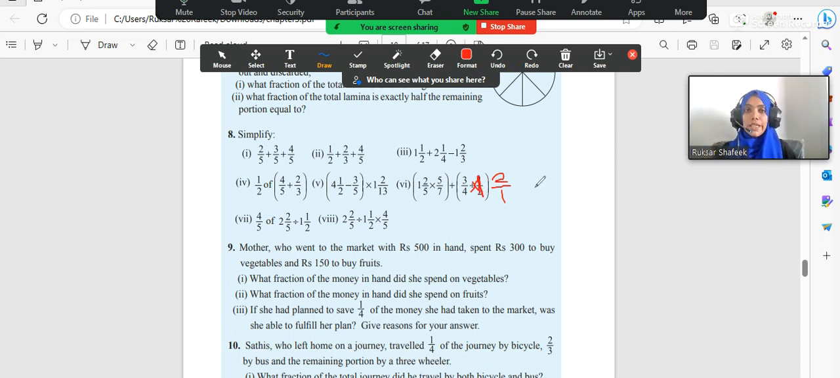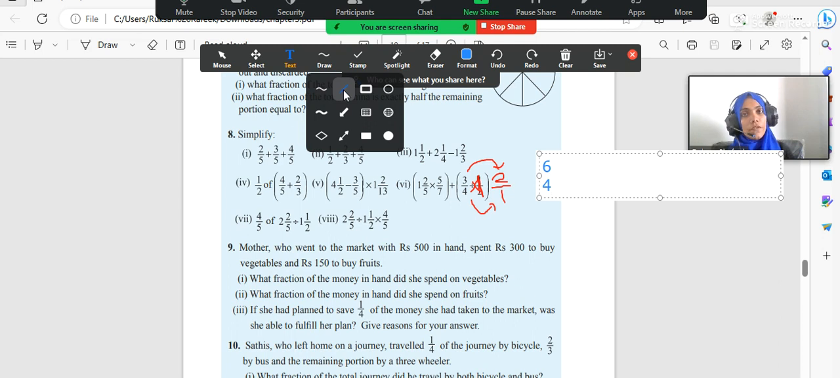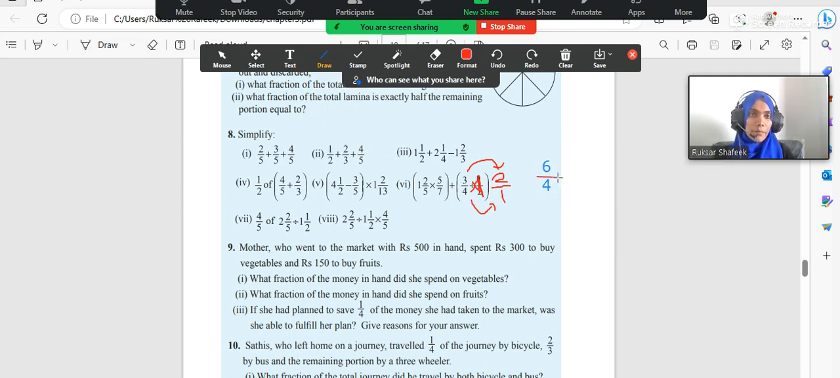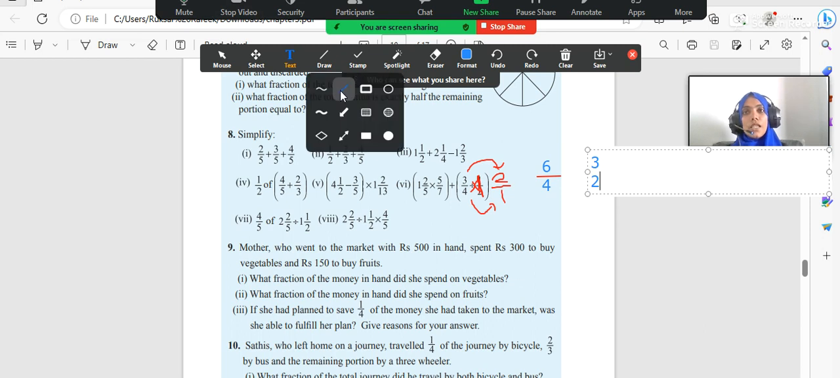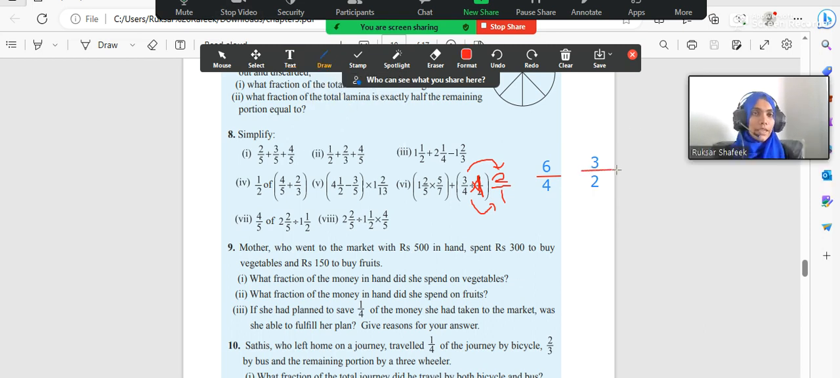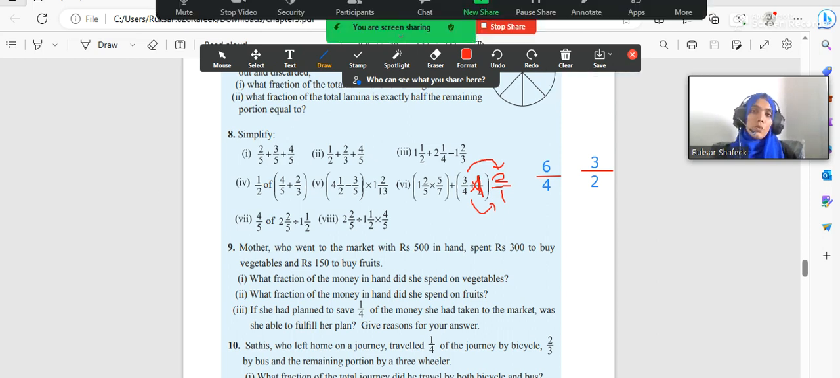And when you're multiplying fractions, you multiply the numerator by the numerator and the denominator by the denominator, and then you can simplify it. So 3 times 2 is 6, and 4 times 1 is 4. So the answer would be 6 over 4. Since both of them are divisible by 2, we can simplify and give the answer as 3 over 2 if needed. So that's about simplifying, adding, subtracting, multiplying, dividing fractions, and how to work them out.